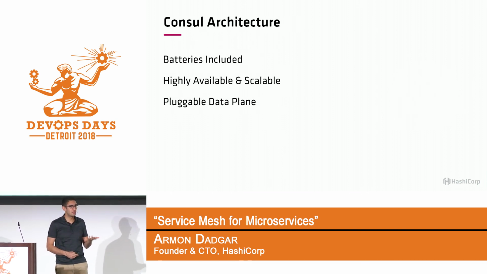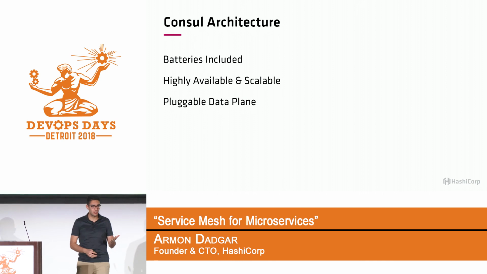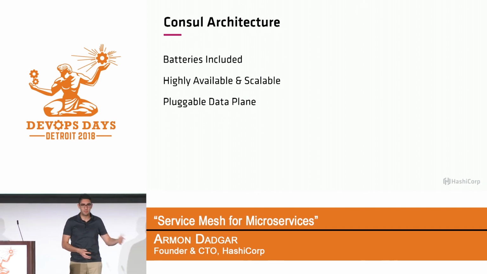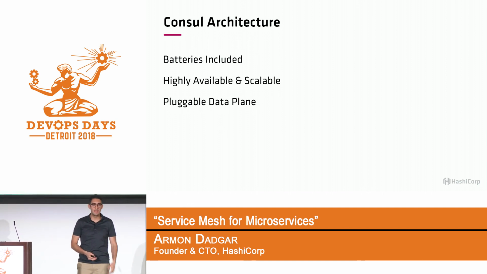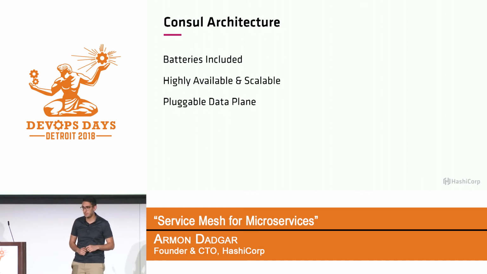So the goal of Consul's architecture is meant to be batteries included. It's the client, it's the server, it has a proxy out of the box, everything is there. It's highly available and scalable, right? So if you want to be able to tolerate the failure of one server, you can run 3. With 5 servers, you can tolerate the failure of 2. Any number of clients you might want, and the system is pluggable to different data planes.